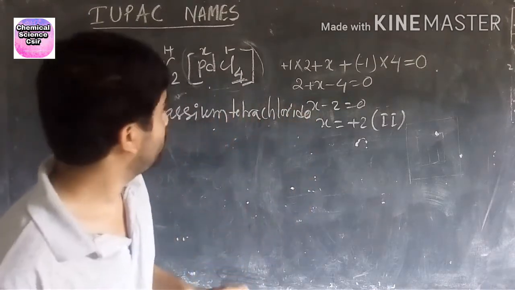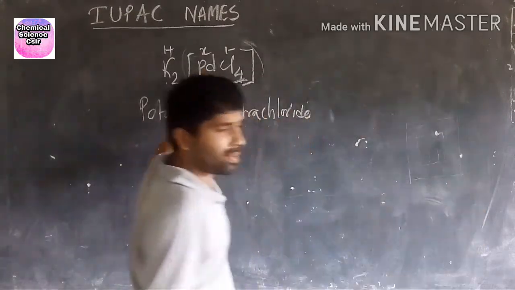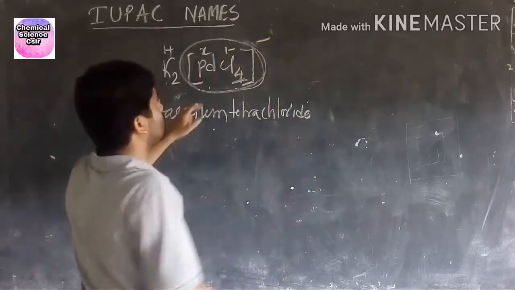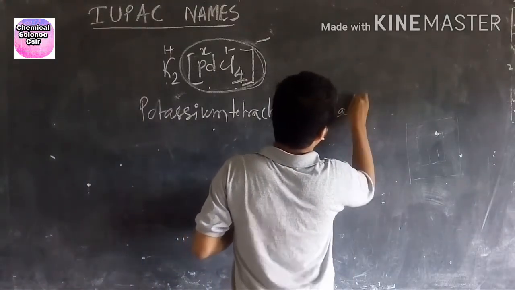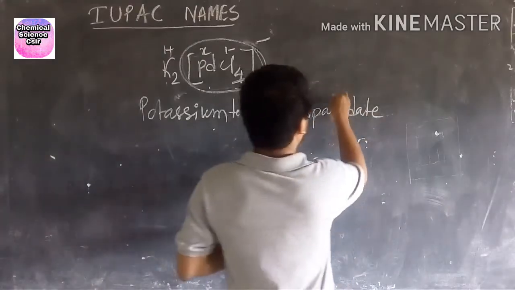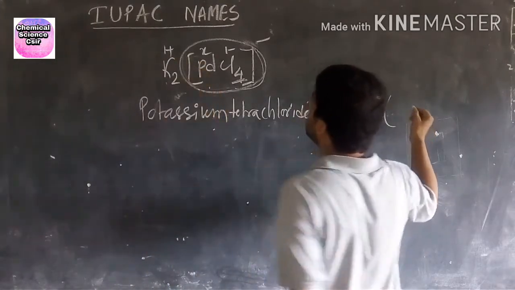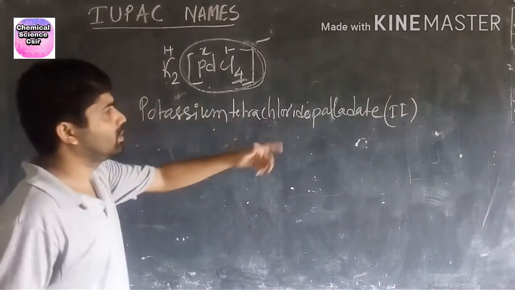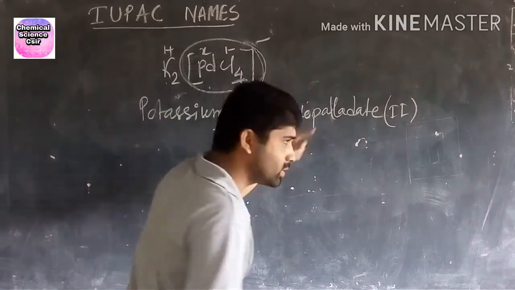After that, this is palladium, but this whole complex is negative, so the name is palladate. Then the oxidation number is 2. Let me check this oxidation number again: minus 4, plus 2, yes, 2. This one is correct. So like this you can find out the IUPAC name.